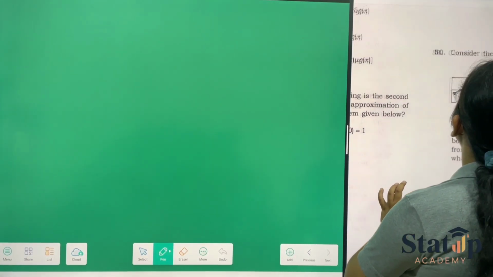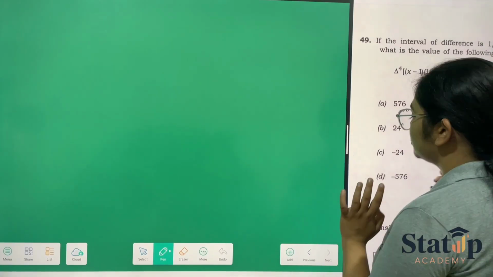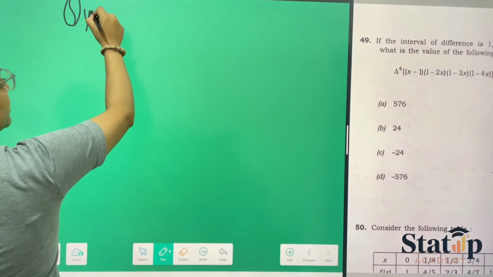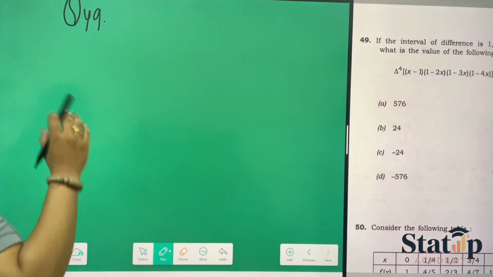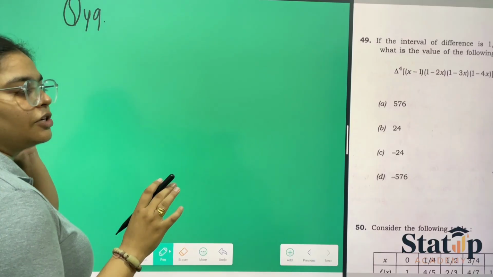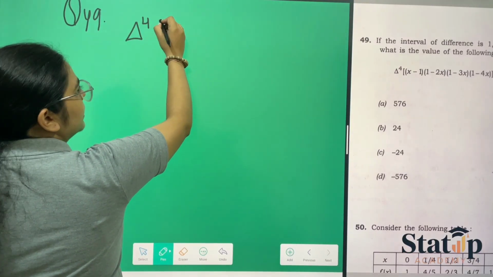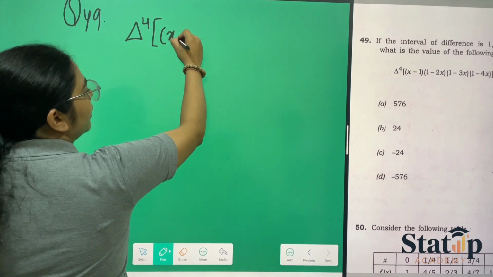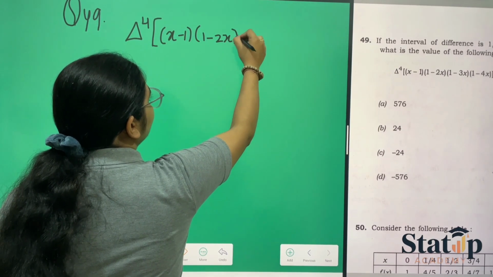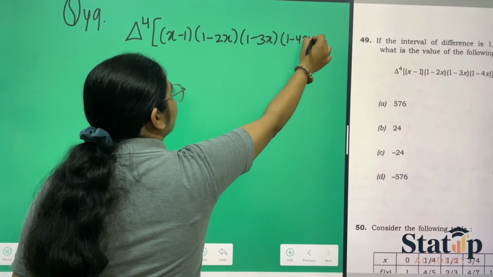Now moving towards the next question, which is question number 49. It is also a very easy question. Those who have done numerical analysis with us might have found the numerical analysis portion very easy. It is a direct implementation of the formula. The question says that we have to find the value of delta raised to the power 4 of x, 1 minus 2x, 1 minus 3x and 1 minus 4x.